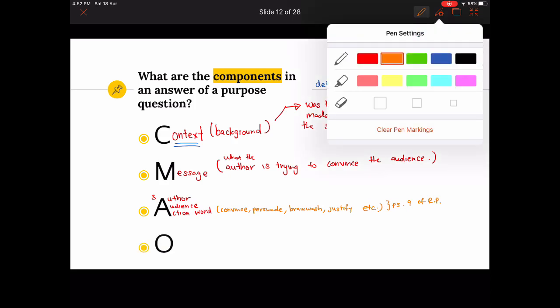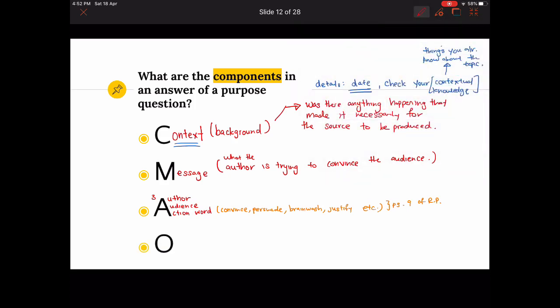And the last component that you must be able to identify is the outcome of the source. This is actually a specific action that the author wants the audience to do, after your audience actually believes the author.